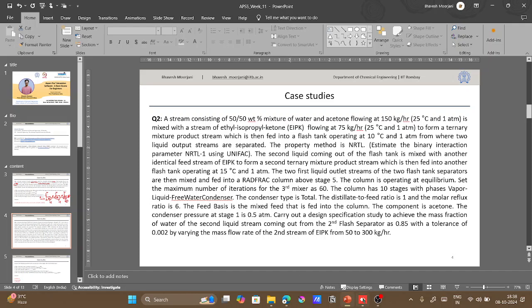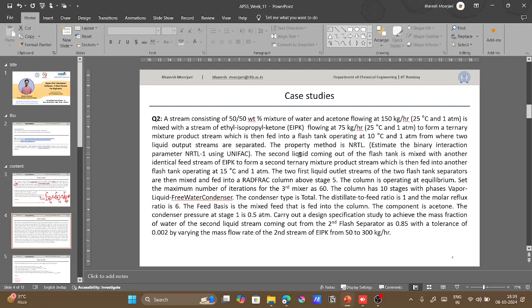Now we will move forward with the second example. This is also related to separation, where we have a stream containing a 50-50 weight percent mixture of water and acetone with a flow rate of 150 kg per hour at 25 degrees centigrade and 1 atmosphere, which is mixed with ethyl isopropyl ketone, EIPK, flowing at 75 kg per hour, again at the same condition of 25 degrees centigrade and 1 atmosphere, to form a ternary mixture product stream, which is fed into a flash tank. From the flash tank we will get two liquid output streams separated. Property method is NRTL that we have to use.